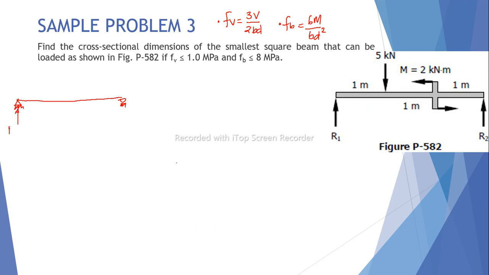the diagram. On the left side we have reaction 1 and on the right side we have reaction 2. Then it is divided into three parts. On this side, we have 5 kilonewton. And here we have an internal moment or internal couple which is equal to 2 kilonewton meter. The length here is 1 meter, 1 meter in the middle, and then 1 meter to the right.